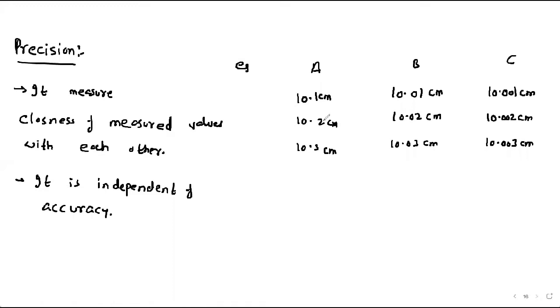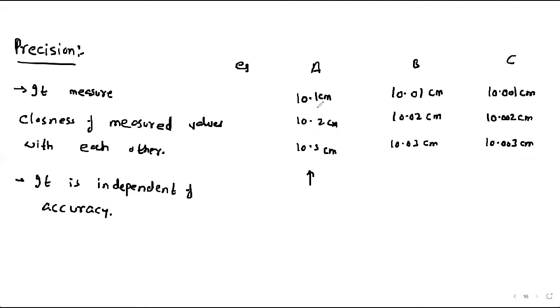Okay, just by looking at these measurements, can you tell me the type of instrument from which these measurements are taken? Scale, meter scale. Yeah, this is meter scale. Huh? There's one decimal place. Then second one? Vernier caliper. Very good. Third one? Screw gauge.